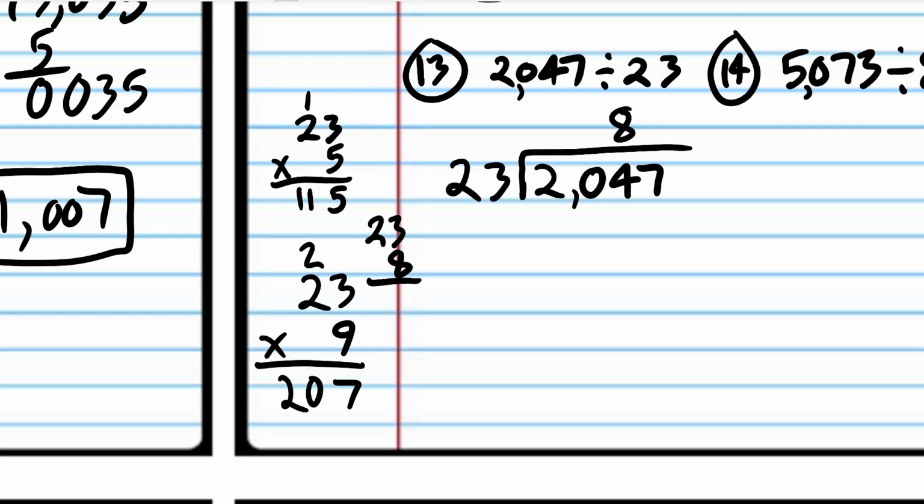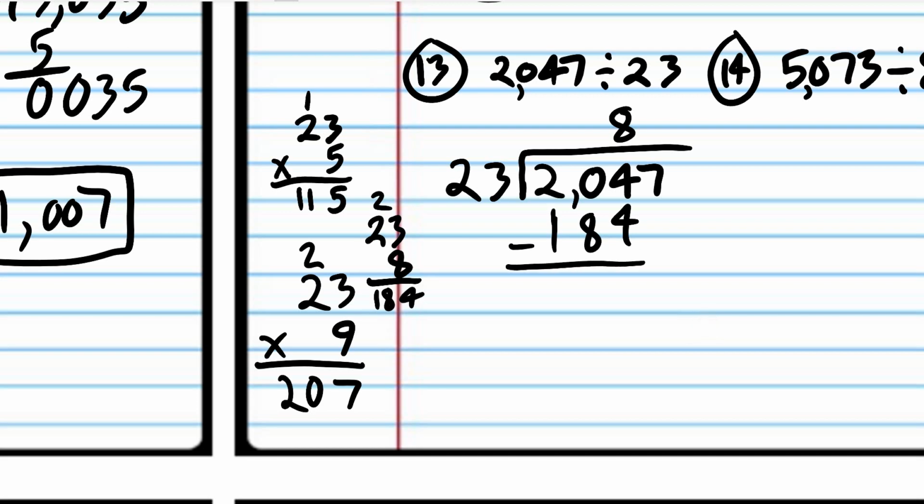23 times 8. 8 times 3 is 24. Carry the 2. 8 times 2 is 16. 16 plus 2 is 18. 184. So you put your 184 down here. It's the same algorithm. We're doing the same thing. It's just bigger numbers. That's it.